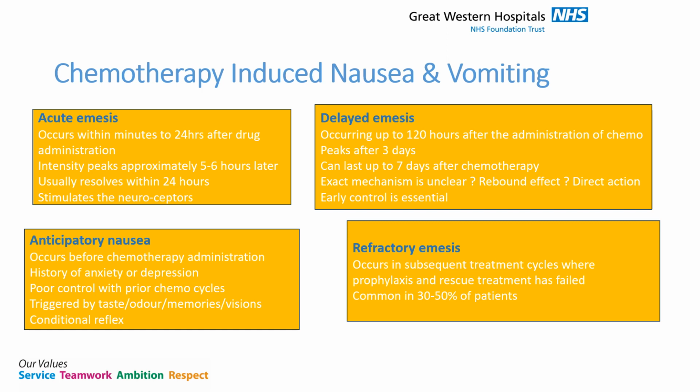but it's also more common in those patients who've got a history of anxiety and depression. And then finally, we've got the refractory nausea and vomiting, and this occurs in subsequent treatment cycles where previous treatment has not been beneficial. This is common in 30 to 50% of our patients, and I think that works in conjunction with the anticipatory nausea that we often see in these patients as well.